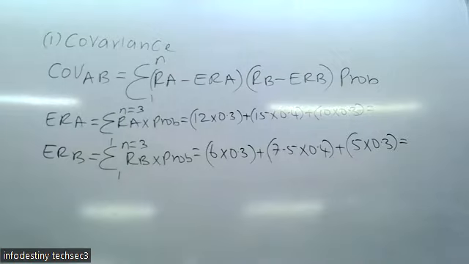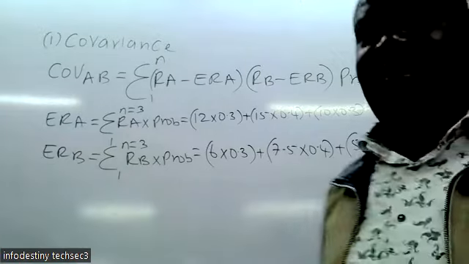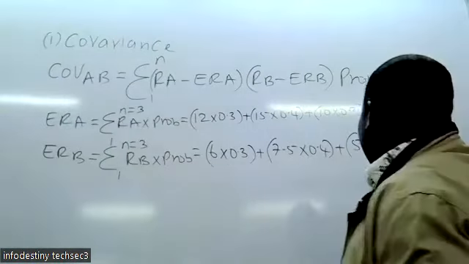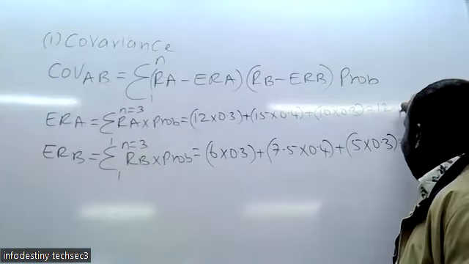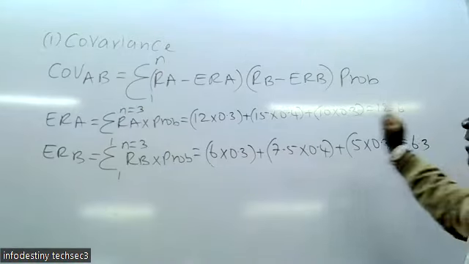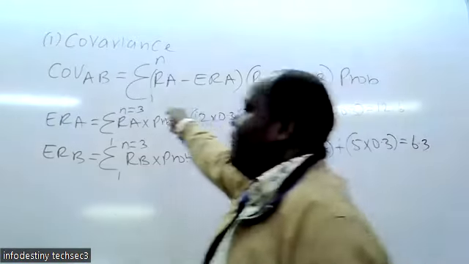So the first one has given us which percentage? 12.6. How about the second one? 6.3. So now after this, I want us to get the covariance.